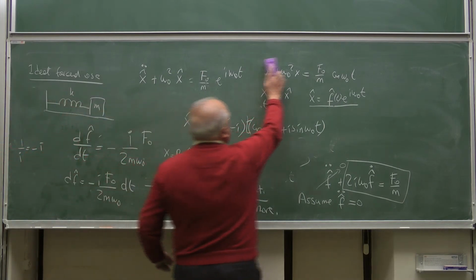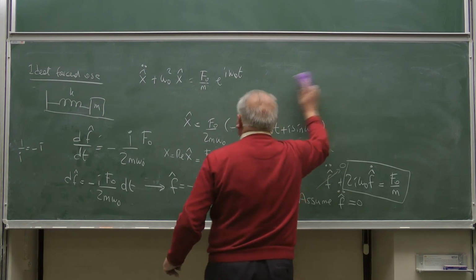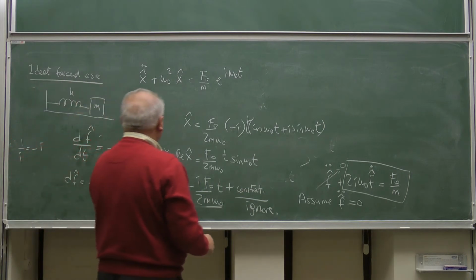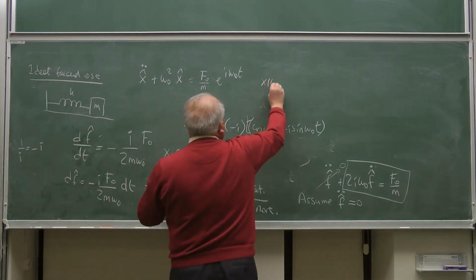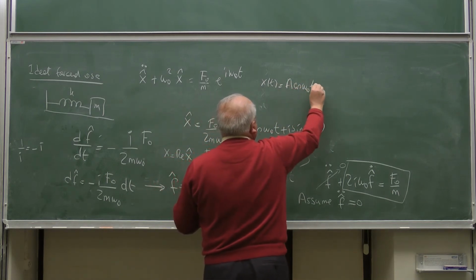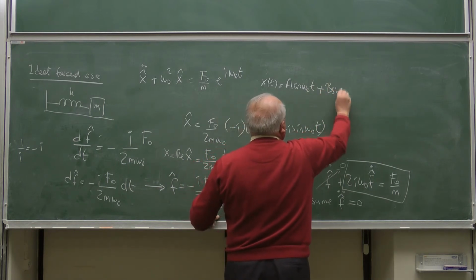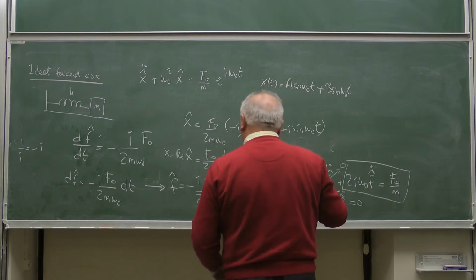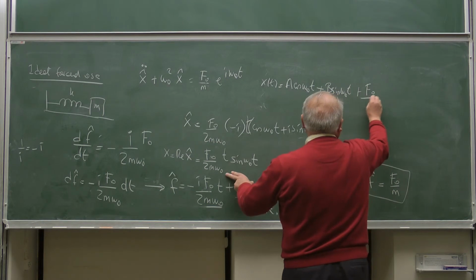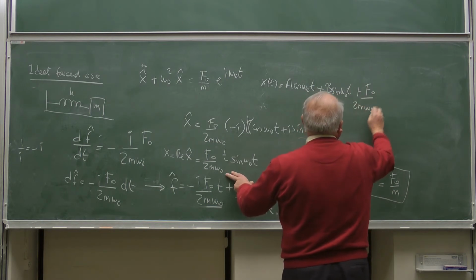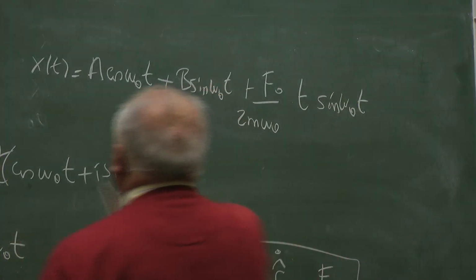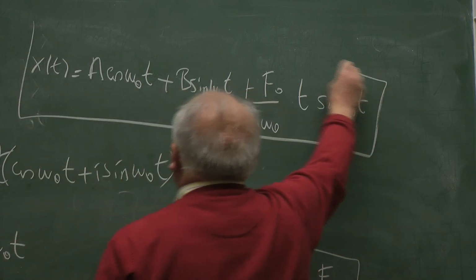So we can write the full solution to this. I can erase this thing now. So the full solution is x of t is equal to a cosine omega 0 t plus b sine omega 0 t plus f0 over 2m omega 0 times t times sine omega 0 t. Okay, this is the solution.